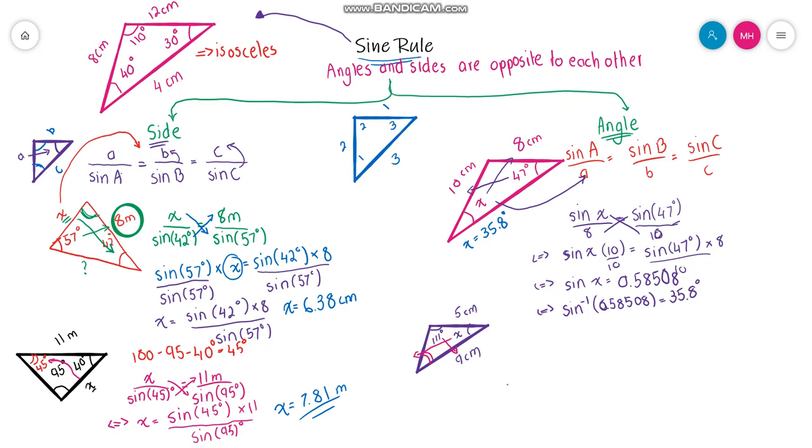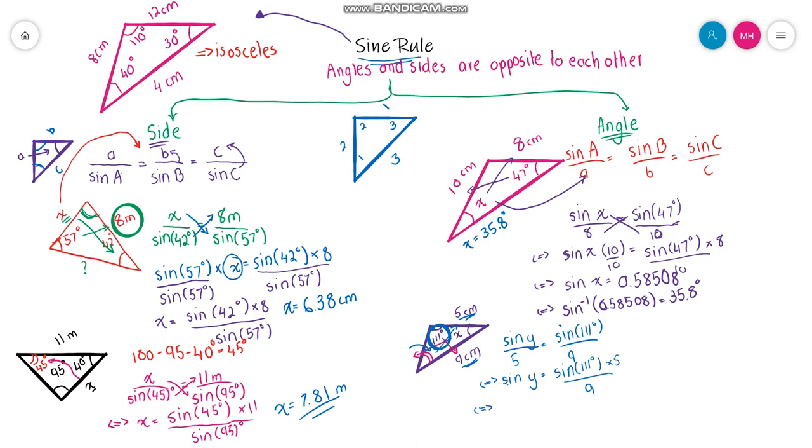I'll tell you why we find this angle. It's because when you do, you have two sides, this side and this side, and one angle, and you're trying to find another angle. Therefore we use this formula: sine of y over the side opposite to it, which is 5, is equal to sine of 111 degrees over 9. Therefore sine of y, I'll not waste time on calculations, will be sine of 111 degrees multiplied by 5 over 9.